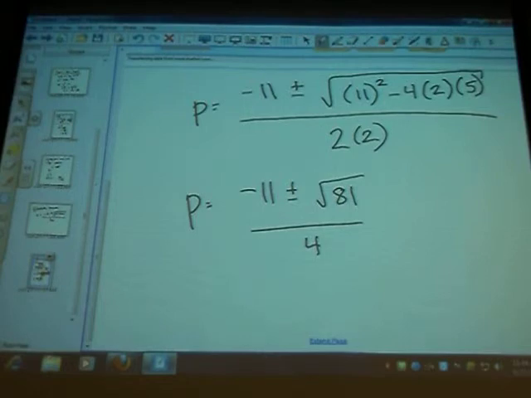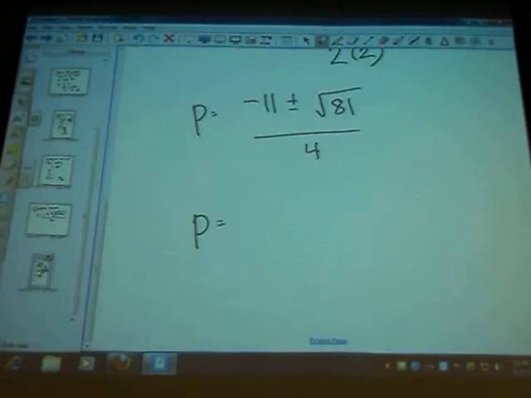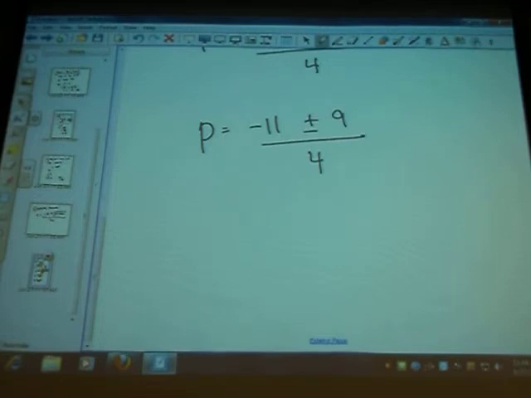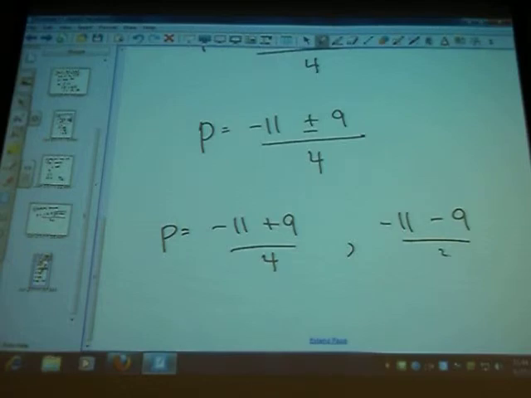Okay, so we should have worked out on here one with a perfect square. 81. And the square root of 81 is positive 9. Okay, now what I need to do from here is split this into two separate answers. So one answer would have the plus on top. So I have negative 11 plus 9 over 4, and negative 11 minus 9 over 4. I split that into the positive answer and the negative answer.